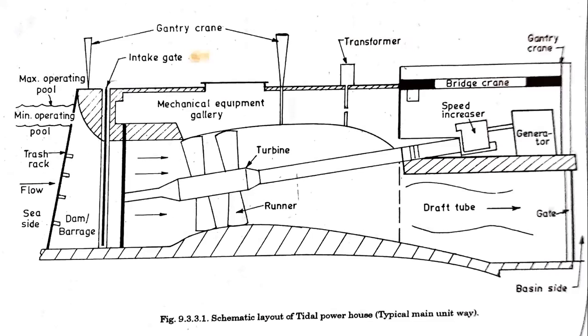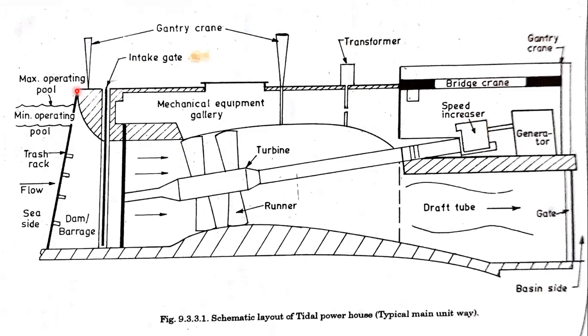So this is the schematic layout of a tidal powerhouse. This is the main unit. Here this is the turbine. These are the prime mover runners, and this is the speed increaser, and to this turbine a generator is shafted. This is the generator. This is the transformer. This is the crane.